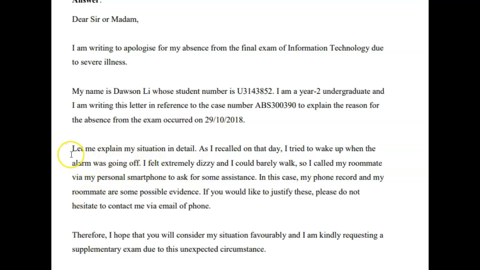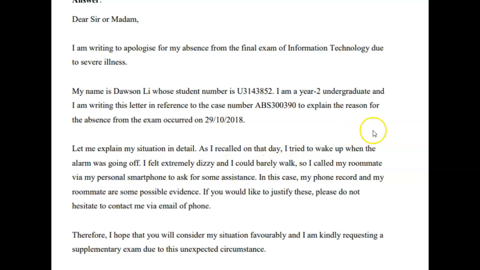And then the other thing is I don't really care for this expression. Let me explain my situation in detail. It sounds like a command, and you have to remember that this is a formal letter, and as a formal letter, you have to use very polite language. So giving this command here, let me explain my situation, it just sounds a little too much like I'm demanding this. So instead you could say, I would like to explain my situation in detail, or please allow me to explain my situation in detail. It sounds a lot different than let me.